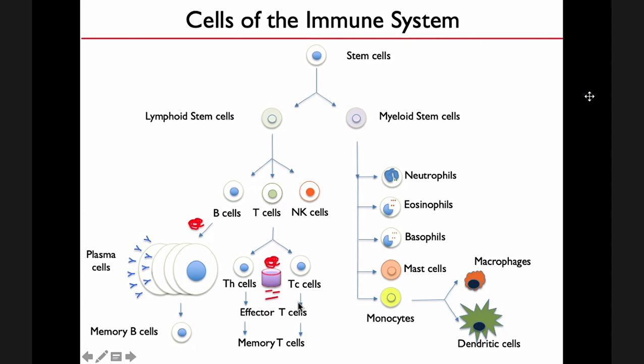These cells will become effector cells. They will start making all kinds of cytokines, granzymes, perforins to perform their effector functions. And a pool of these cells, which rarely account for 5 to 10%, will become memory cells. Okay, these are your lymphoid stem cells. Myeloid, all these cells that we discussed in the previous slide, neutrophils, eosinophils, basophils, mast cells, monocytes, they are part of your myeloid stem cells.